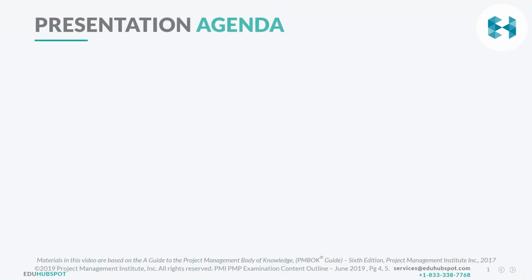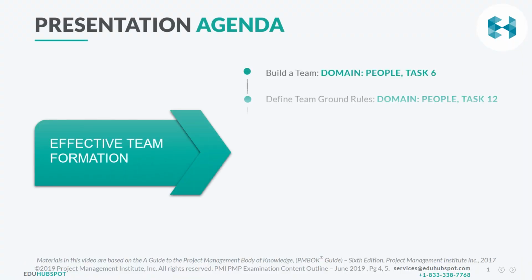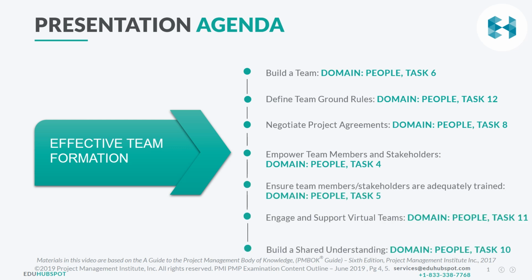So we started with effective team formation, which is this particular chapter, and we are in video number 5, which is ensure team members and stakeholders are adequately trained. So far what we have done: first, we built a team. Second, we made sure we have the ground rules set up with the team. Then we negotiated the agreements with some third party people. Fourth, we made sure we empowered the team members and stakeholders to work towards their strength, which was basically our last video. Link is in the description of the YouTube.